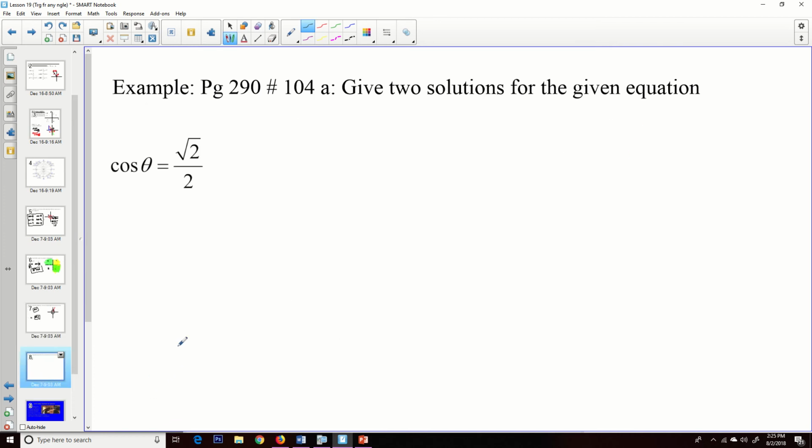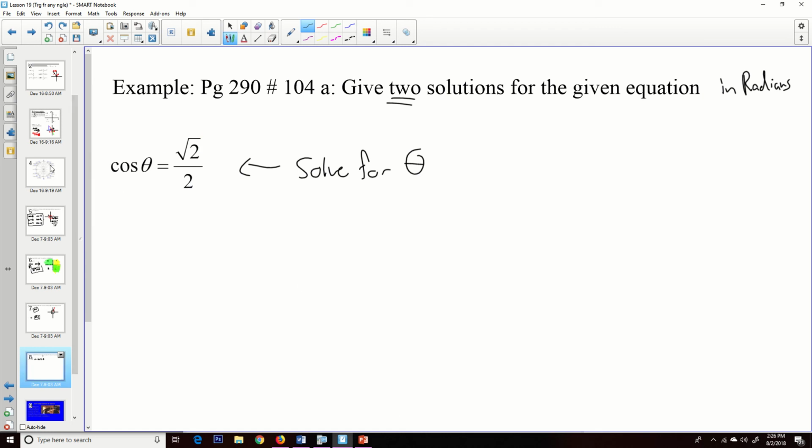Last one of the day, it says give two solutions for the given equation. So we're trying to figure out theta. We are solving for theta. So it says there's two solutions. All right, so I need two values, two angle measures, and it doesn't say which one, but we'll do radians. Give me two angle measures that'll give me a cosine of square root of 2 over 2. So cosine are the x values.